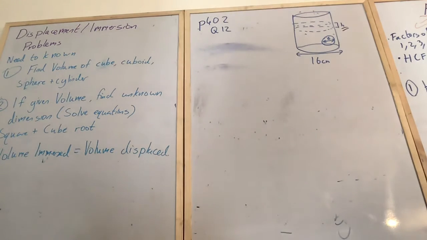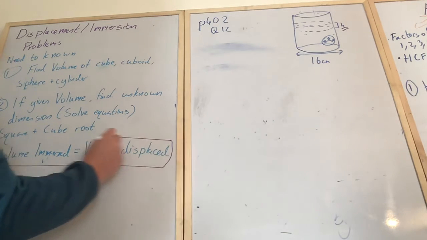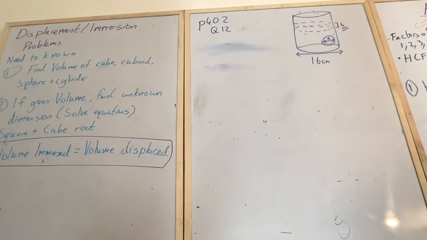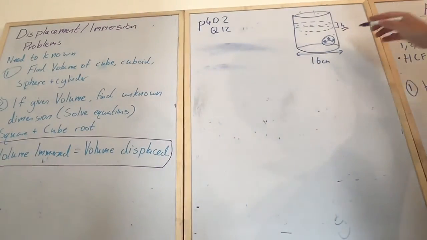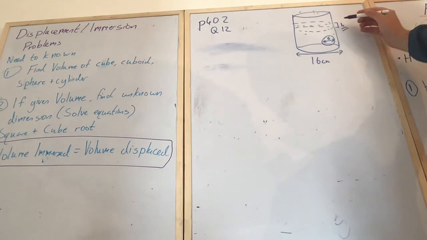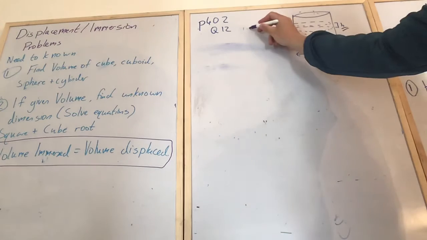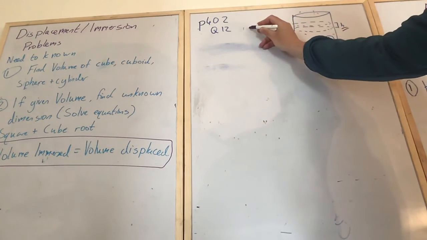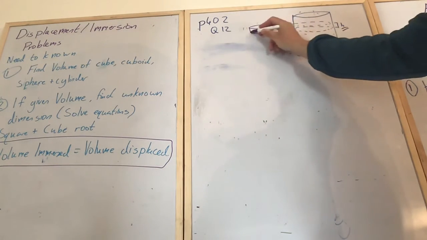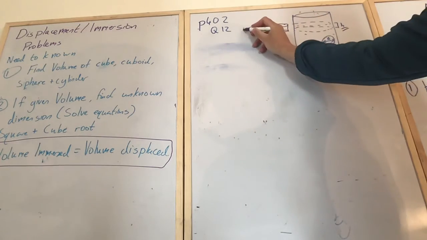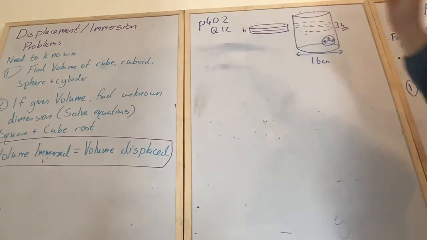And then the new piece of information that you would not have seen before, it's quite easy, quite basic, is the volume of what's immersed. So in the example over here, the volume of the cylinder will equal the same as the volume of the displacement. So let's just draw that. The volume of this little bit here should equal the same as the volume.